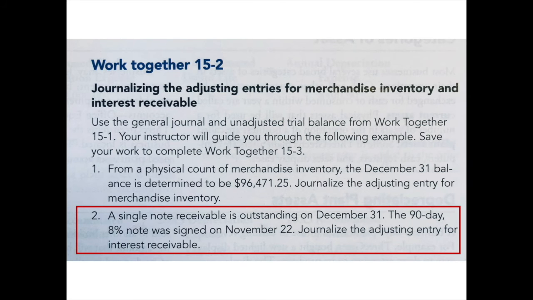Now on to analyzing the adjustments. You should turn your books to page 449 because we have the second part of the work together problem, and you will need your working papers to go along with it. So, instruction number 2: a single note receivable is outstanding on December 31st. The 90-day 8% note was signed on November 22nd. Journalize the adjusting entries for the interest receivable.